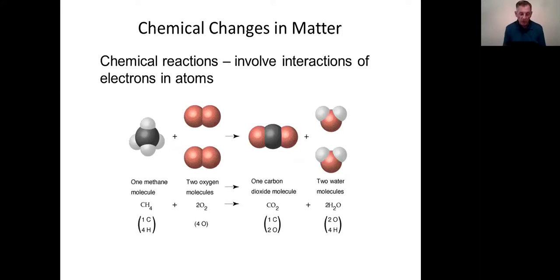Second kind of change is called a chemical change, and this involves interactions of electrons in the atoms. What we show on the screen here is the chemical reaction of methane gas, primary component of natural gas, being burned or oxidized to produce carbon dioxide, water vapor, and of course it releases lots of energy.